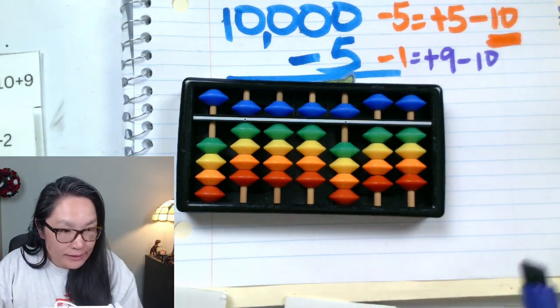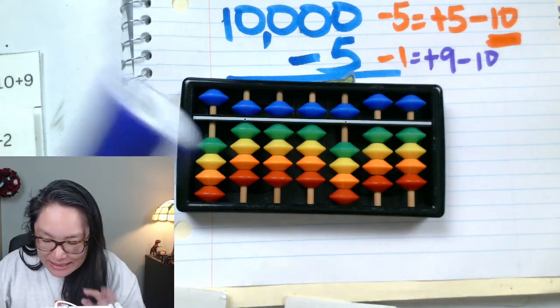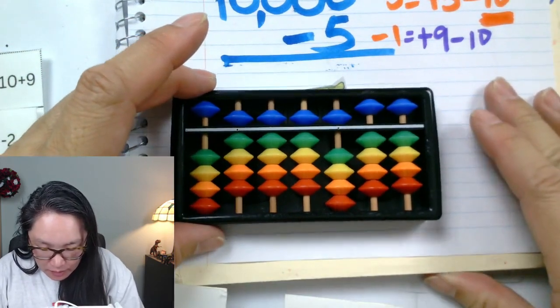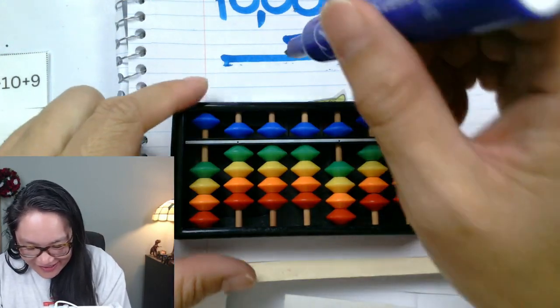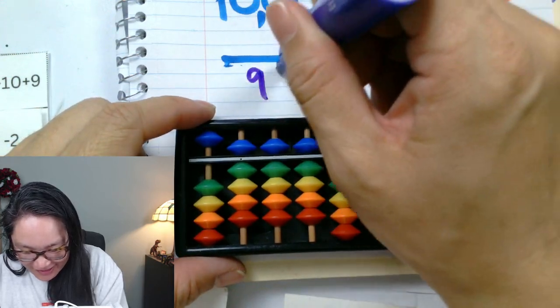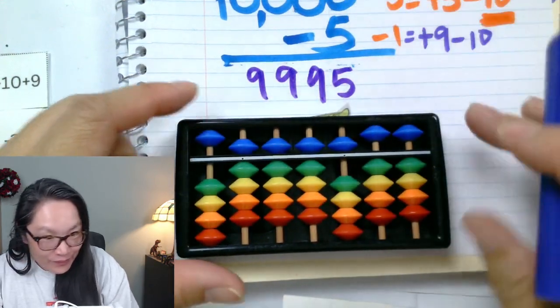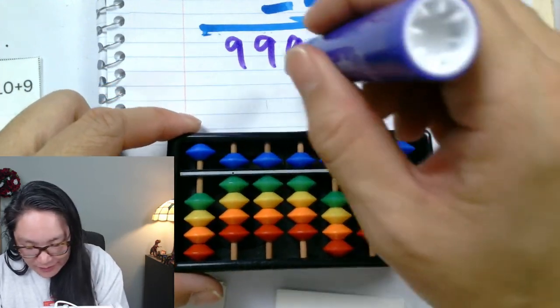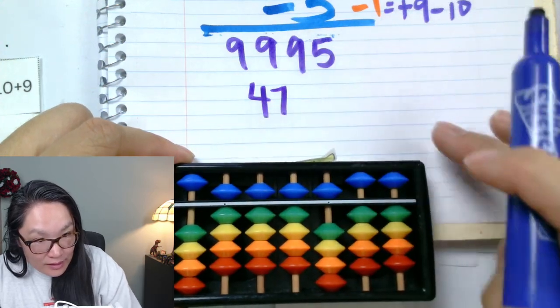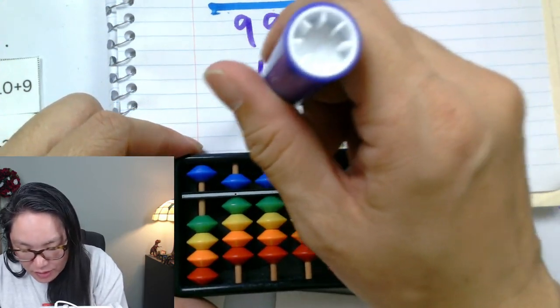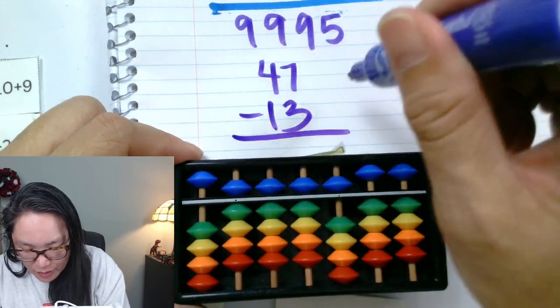Okay, Bella, let's do it the other way, because adding is easier. So my answer is 9995. Okay, let's try this one. 47 plus. Adding is so much easier, because we think in addition. We don't think in subtraction.